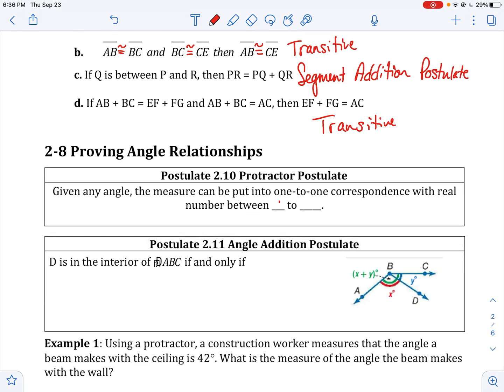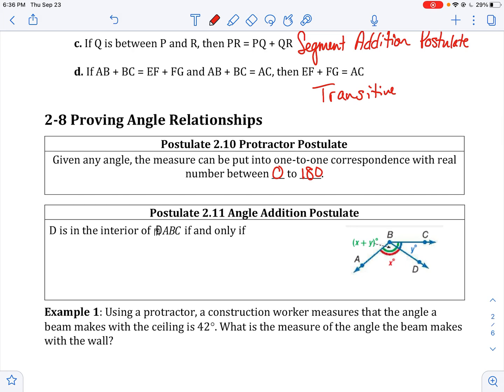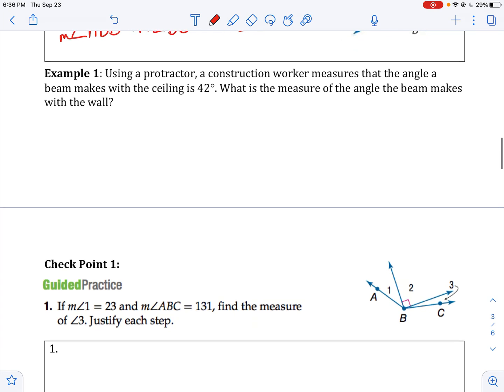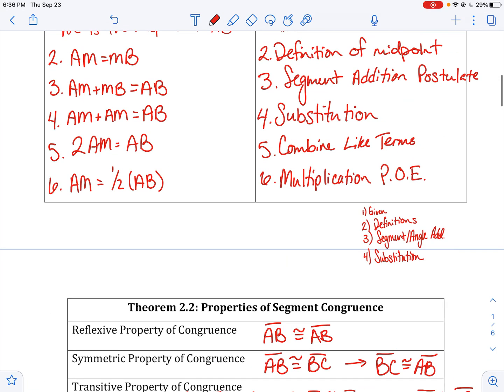Okay, protractor postulate just says it goes from 0 to 180 on a protractor. And then here it says that the measure of angle ABD plus the measure of angle DBC equals the measure of angle ABC. We're going to skip example 1 for right now. We're going to go to another proof. So again, what are those heuristics that we like to use? Copy these down.